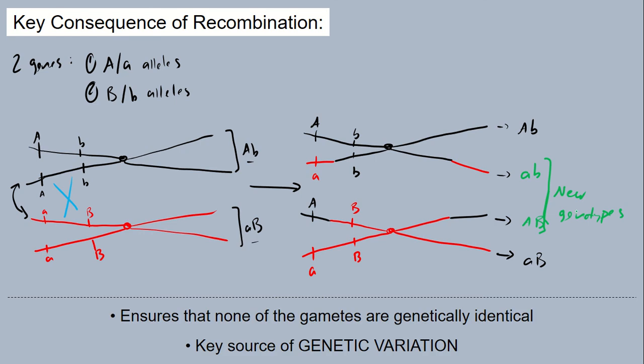Basically, recombination in meiosis ensures that none of the gametes are genetically identical. Each of these 4 genotypes will be present in each of the 4 gametes generated from this germ cell during meiosis. So out of one germ cell, we can generate 4 non-identical genotypes. That's one of the big keys in recombination, and this is a very key source of genetic variation as genes are passed down from generation to generation.